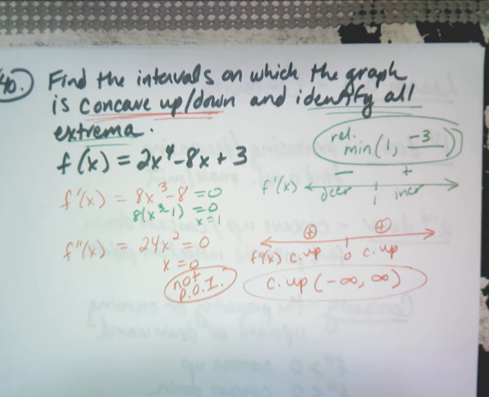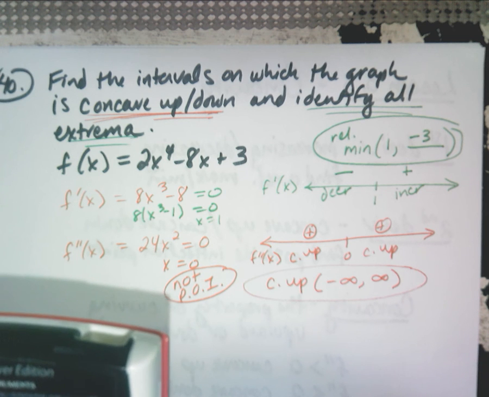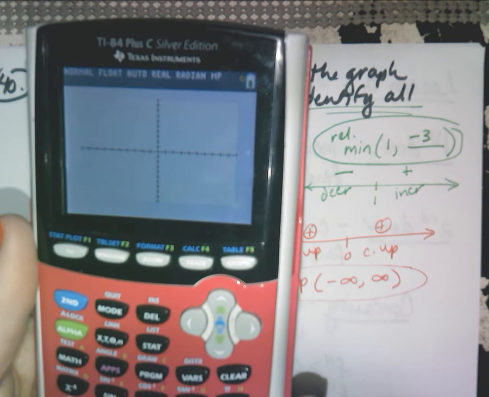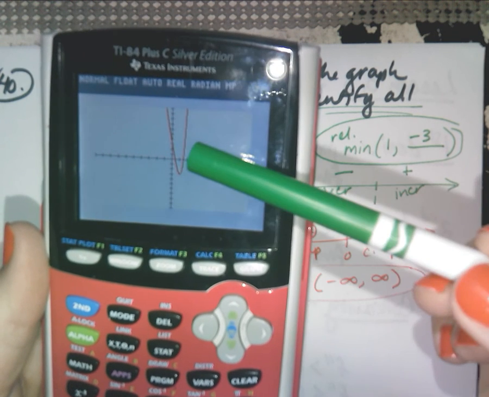There are no points of inflection. It is concaving up the entire time. If you were to plot this on your graphing calculator, which I think I did have, but then I erased it. Let me see if I still have it. 2x to the 4, 8x plus 3. There you go. There's the original function.